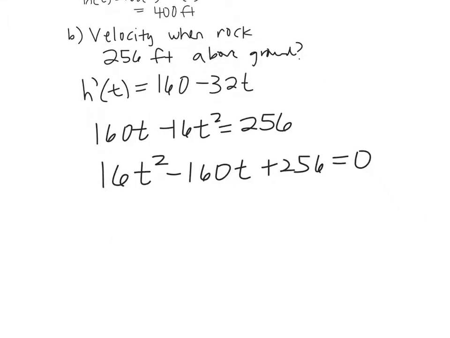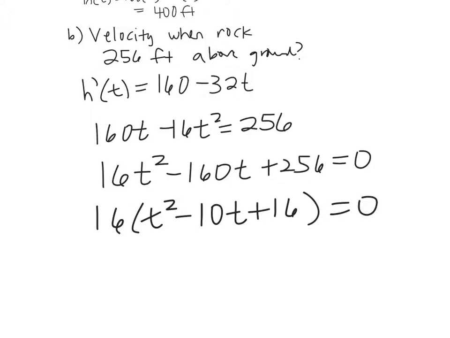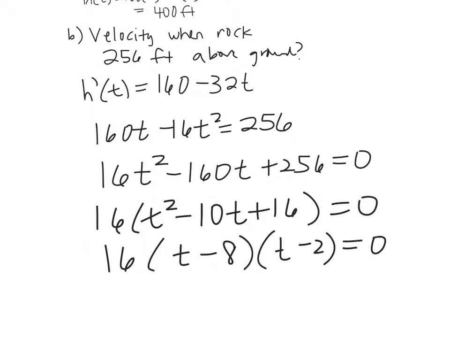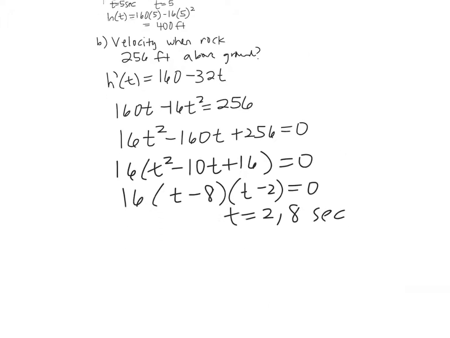Yes, Kyla, I would have done that. I would have factored out a 16. I think I did that on my paper. And then I would have gotten t squared minus 10t plus 16 equals 0. Then you factor that: what times what is 16 and adds up to negative 10? Negative 8, negative 2. And so we get t equals 2 seconds and 8 seconds. So that's when the rock is at 256 feet.